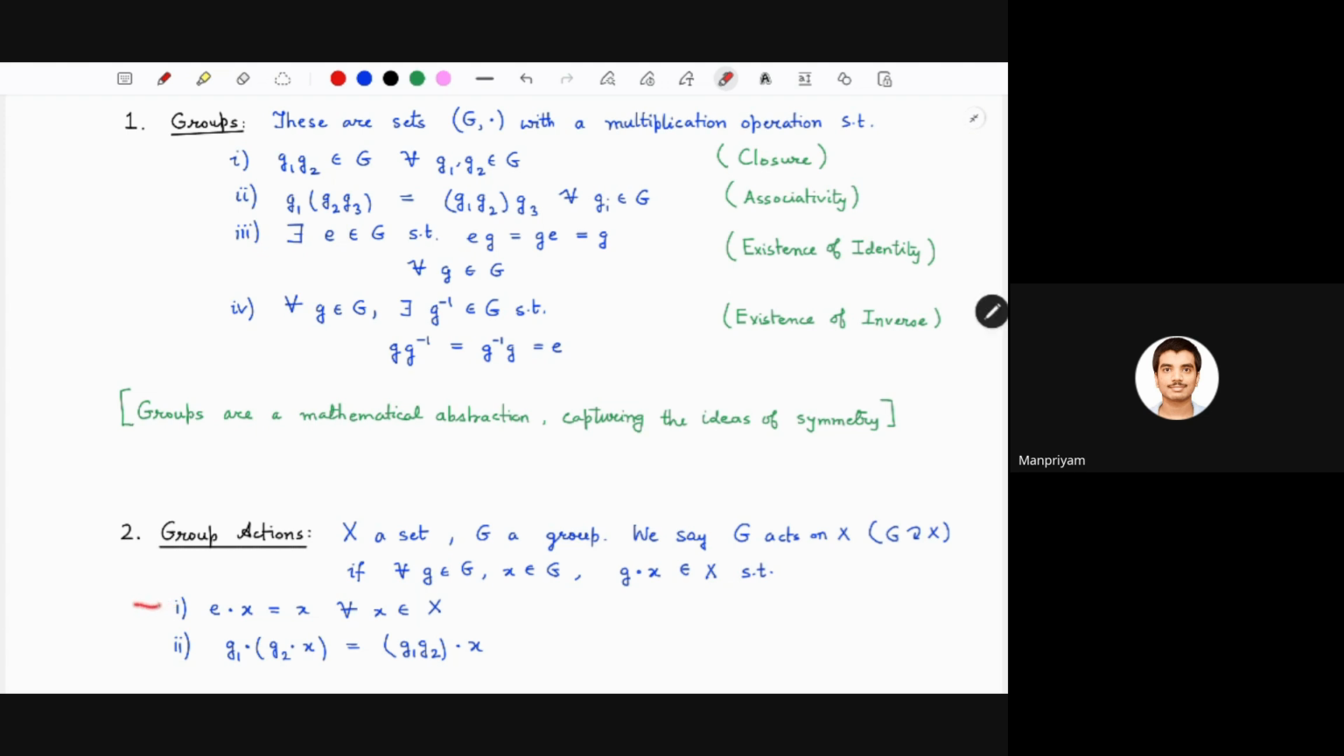First of all, doing nothing should really be doing nothing. So E dot X should be X. It's just like something to make it sensible. That's why we have put it in. And secondly, the multiplication of the group should be the same as composition.